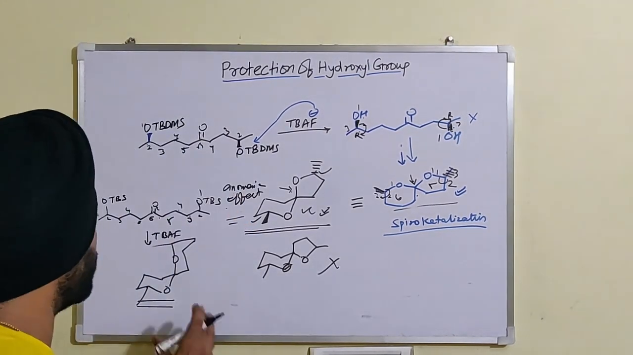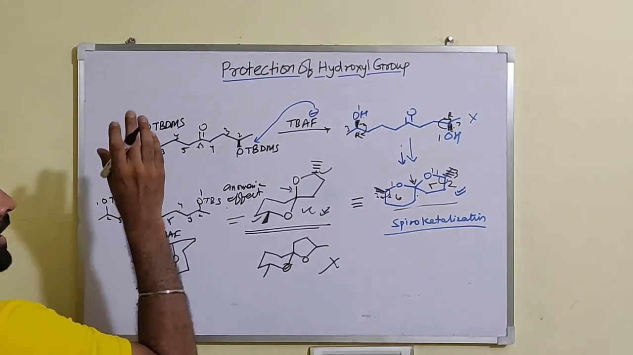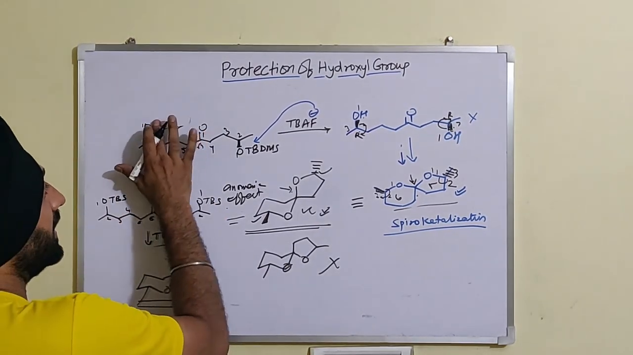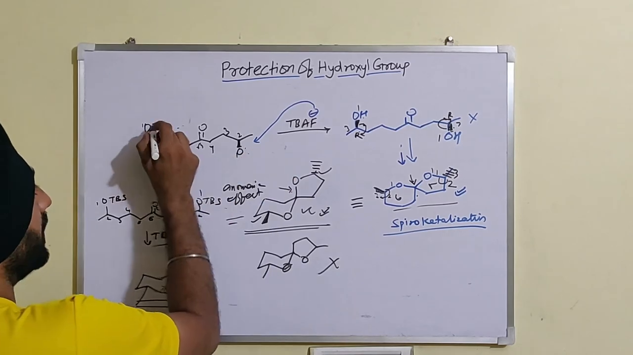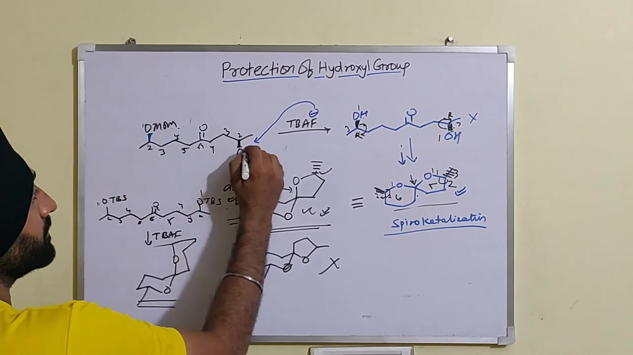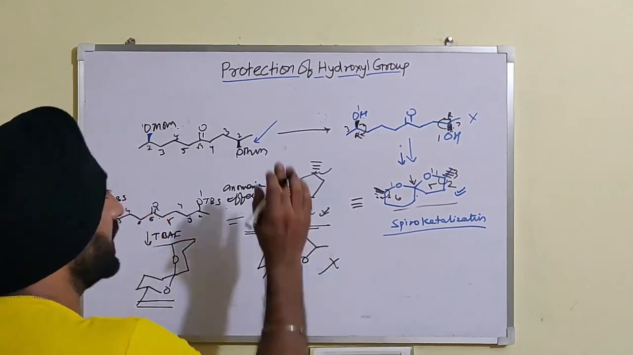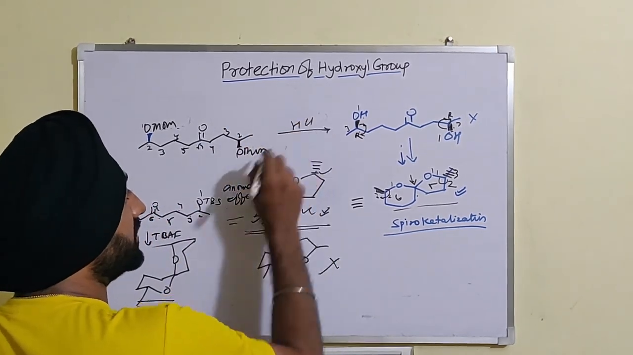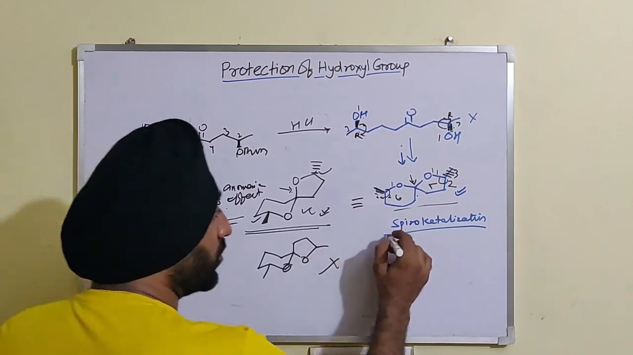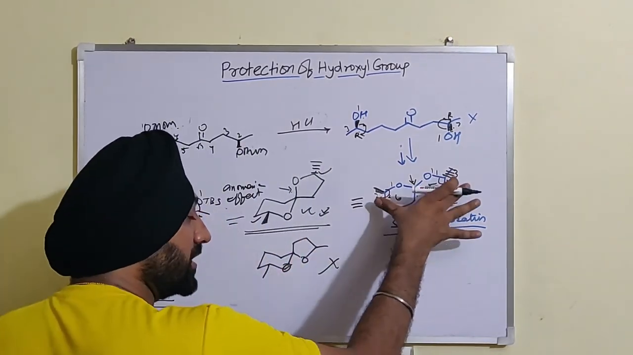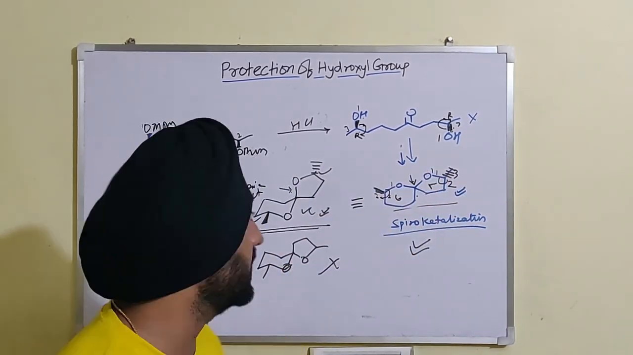This is something to remember, a very important example. Apart from TBS, what we can ask you is the MOM group here. If you are asked about the MOM group, here they are going to write some sort of an acid. So the mechanism is absolutely simple, the product is simple. This is what we call spiroketalization.